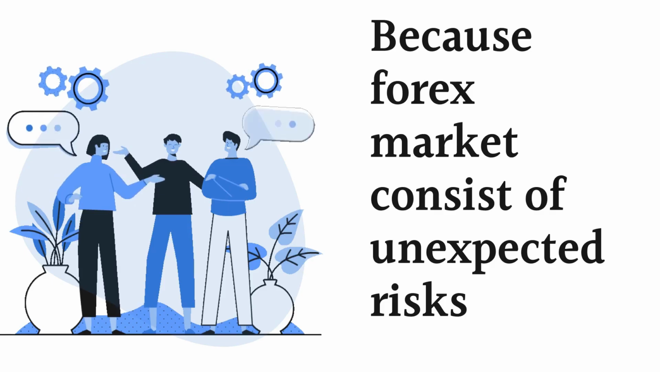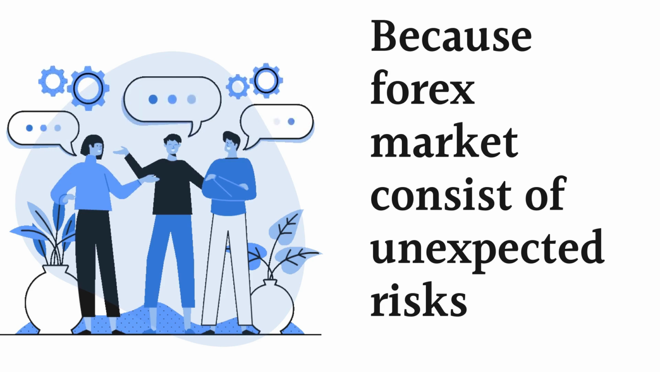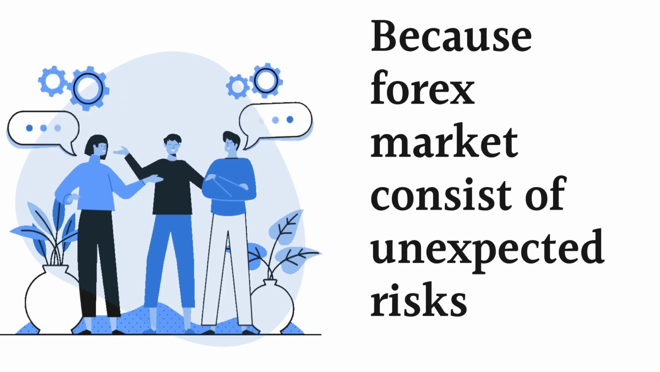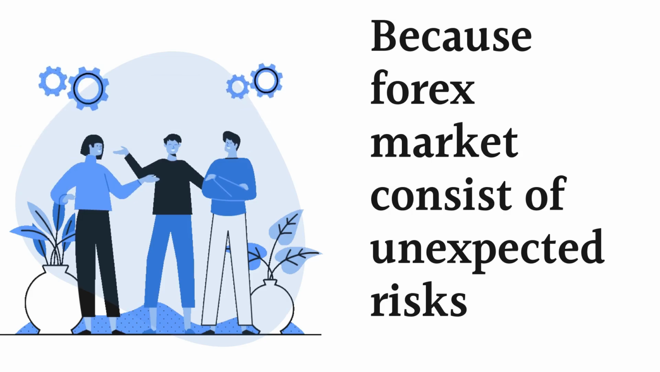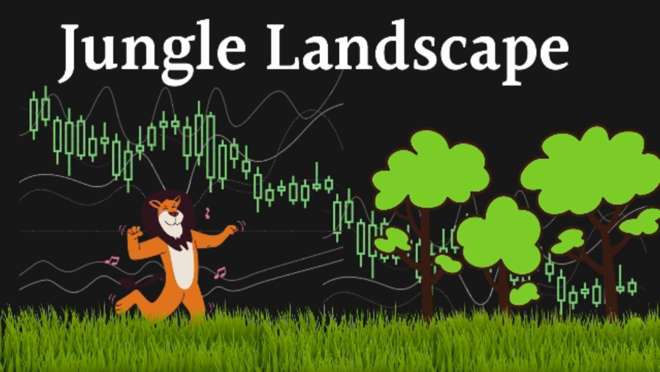because the forex market consists of unexpected risk. No one can 100% predict, because the forex market is a jungle landscape. We don't know what sort of animals are there, we don't know what sort of traps are there, we don't know what will come next. We need to survive in this jungle landscape in order to achieve our profits. So we need to manage our risk.